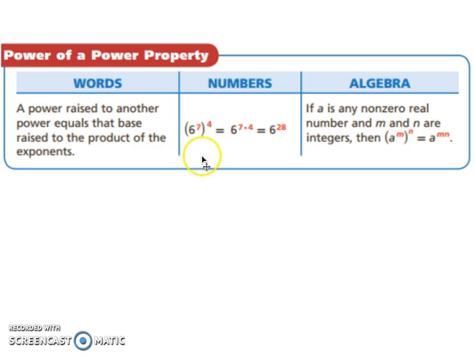Whenever you're multiplying common bases, you add the exponents, which is what we just did. So a power to a power, you multiply. So 6 to the 7th times 4 is really 6 to the 28th. Let's practice this rule.